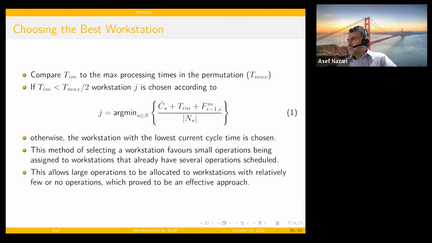And how it is going to happen, the idea is here. For permutations, we have T max, that's the job with the maximum amount of processing time. For each job, we have its processing time. So if the processing time of the job is less than half of the max permutation time, we allocate it to the station that satisfies this condition. I will visually represent the meaning of this in the next slide. But here, we consider all possible stations, their current cycle time based on the jobs allocated, the processing time and the setup time, and we divide it by the number of jobs assigned to that station.